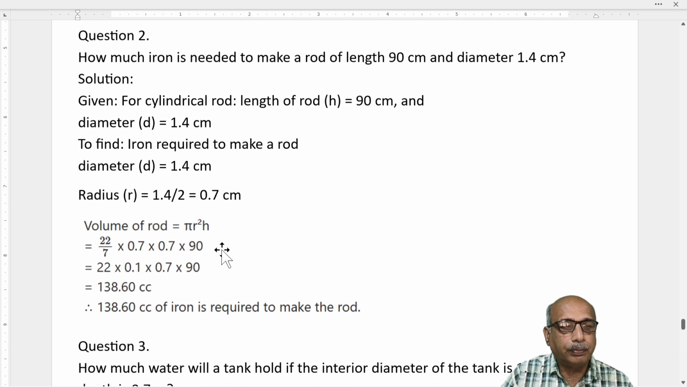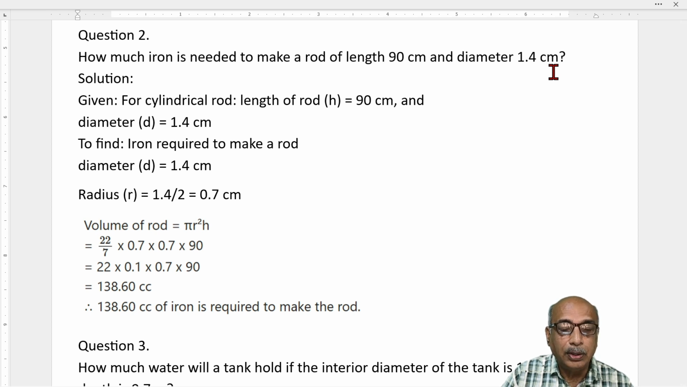Question 2. How much iron is needed to make a rod of length 90 centimeter and diameter 1.4 centimeter? Now, iron rod means it is cylindrical in shape, so it will be a cylinder only. For the cylindrical rod, the length of the rod will be the height of the cylinder, equal to 90 centimeter, and diameter equals 1.4 centimeter. Iron required to make a rod, we have to find out.